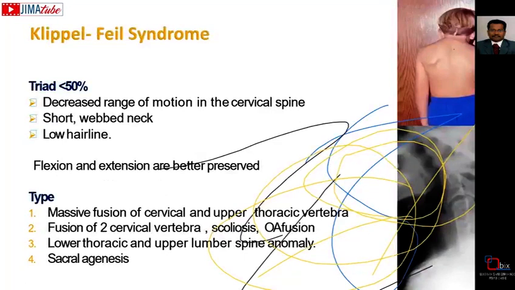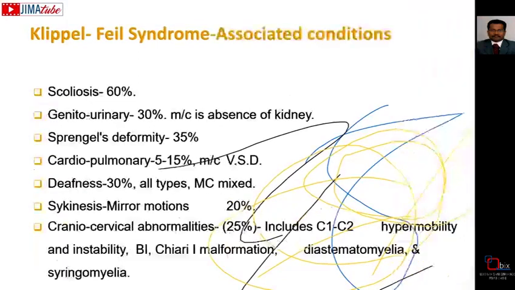Next common syndrome is Klippel-Feil syndrome. You usually see Feil's triad, that is short neck, low hairline, and restricted neck movements. So the flexion and the extension are better preserved. What are the types of Klippel-Feil? Type 1 is major fusion of the cervical and upper thoracic vertebra. Type 2, fusion of 2 cervical vertebra. Type 3 is lower thoracic and upper lumbar spines. Type 4 is sacral agenesis.